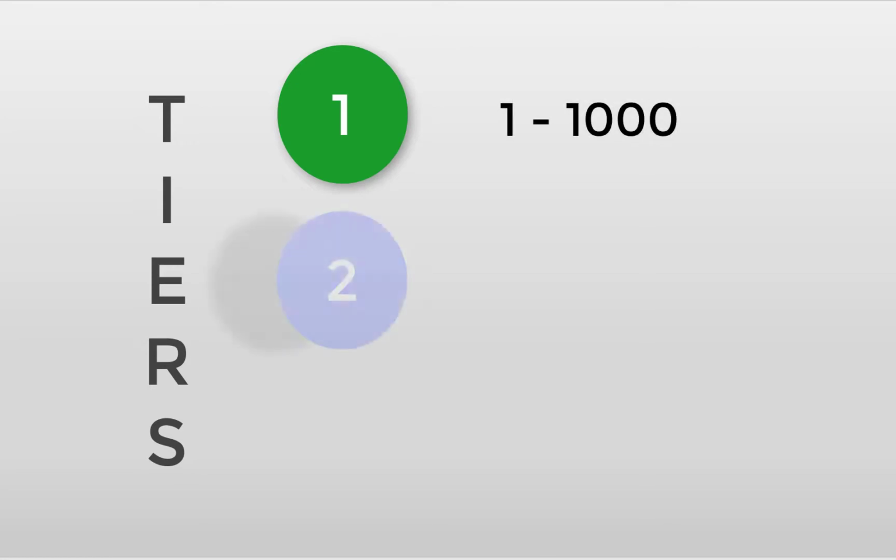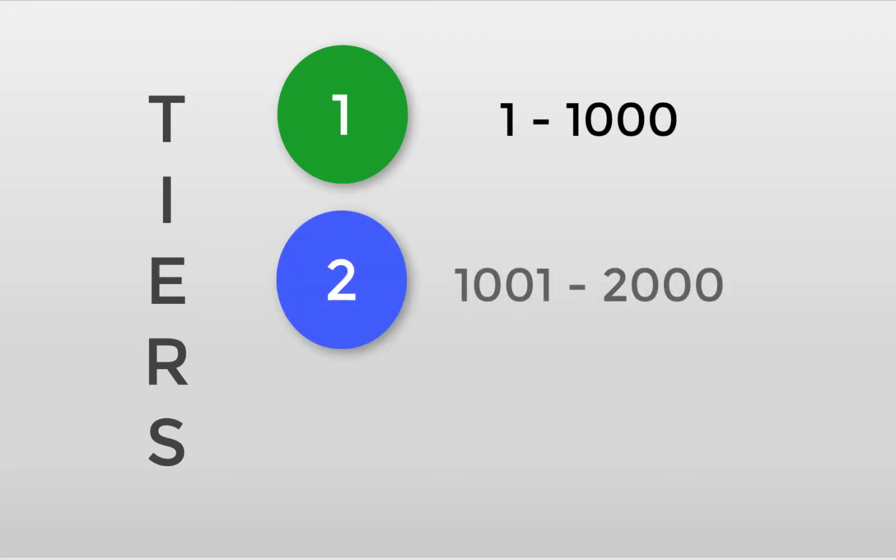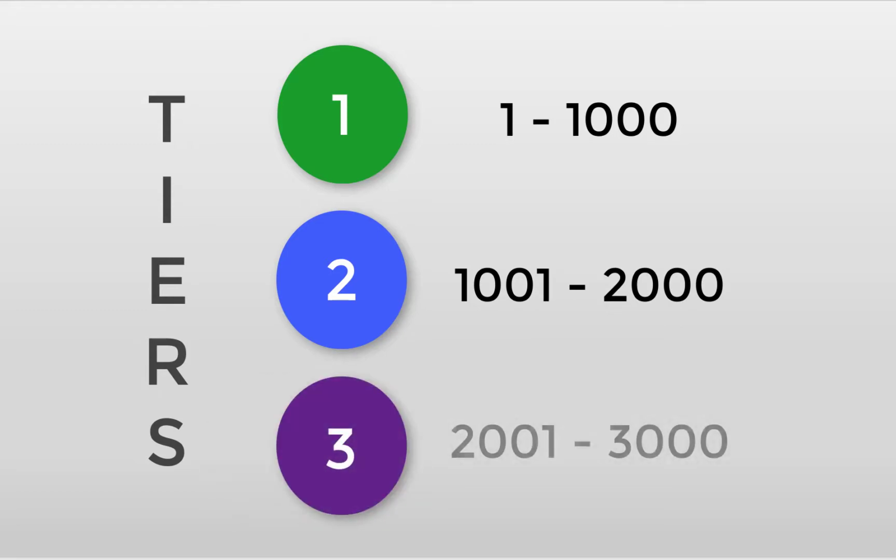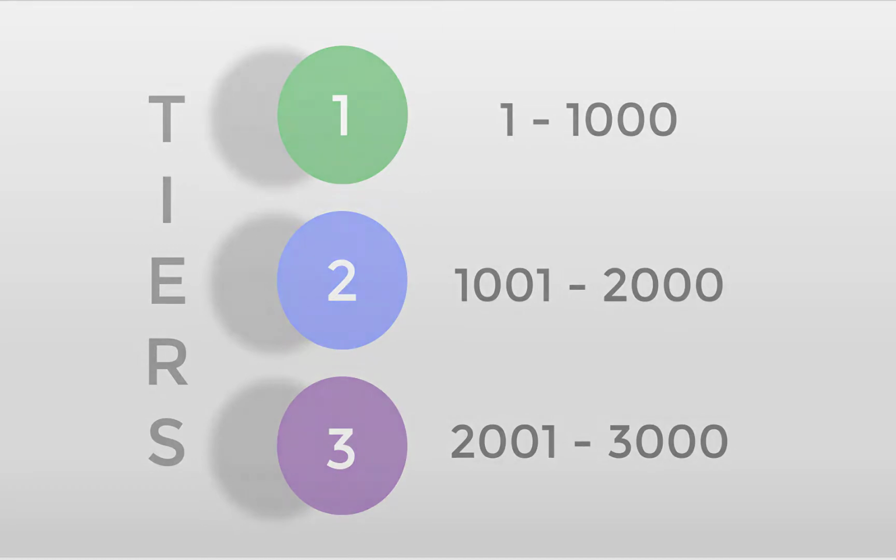When you select Tier 1, you will randomly be assigned a draw number between 1 and 1,000. For Tier 2, your draw number will be a random number between 1,001 and 2,000. And for Tier 3, your draw number will be a random number between 2,001 and 3,000. Anyone who is out of guaranteed years won't be asked to select a tier, but will automatically be assigned a random draw number between 3,001 and 3,500.